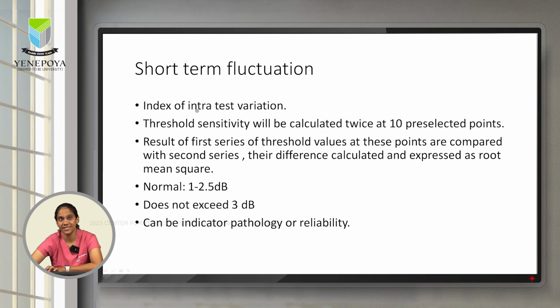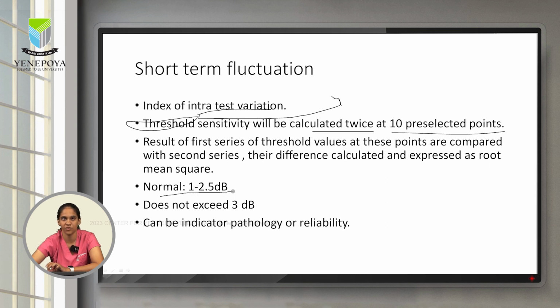Short-term fluctuation is an intra-test variability. In this, they will select 10 pre-selected points at which your threshold sensitivity will be calculated twice. Remember how I told you we will calculate the threshold sensitivity? The staircase method, right? The same threshold will be calculated twice at these 10 pre-selected points. The threshold values at both these times will be taken and expressed as a root mean square.